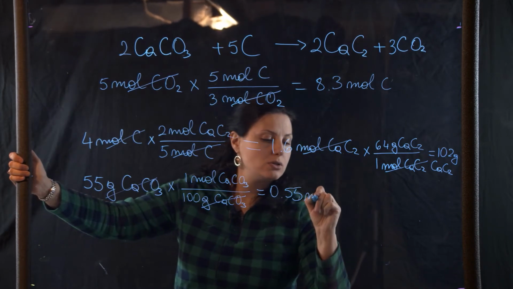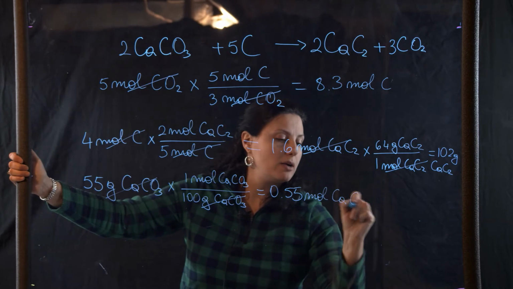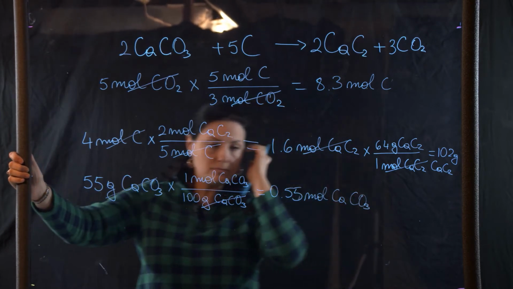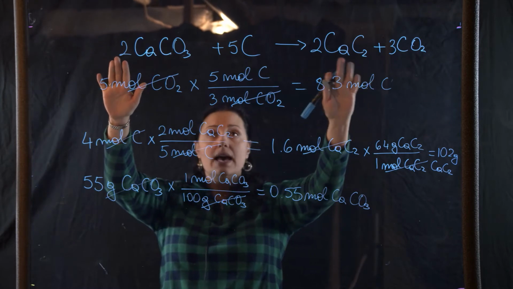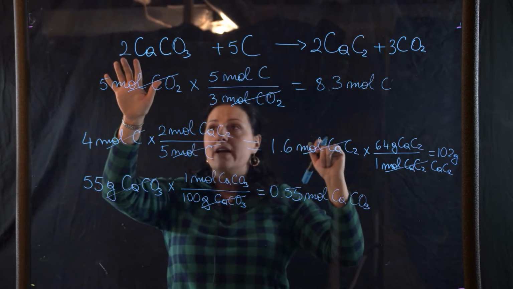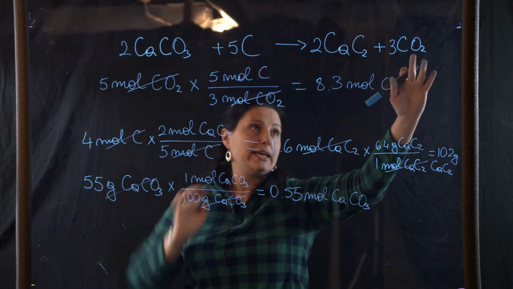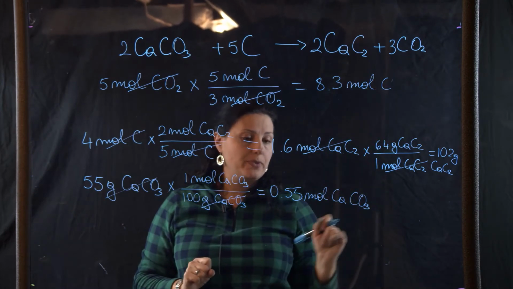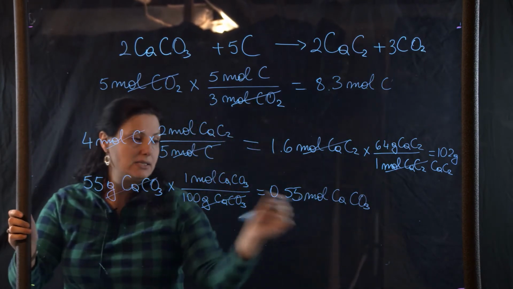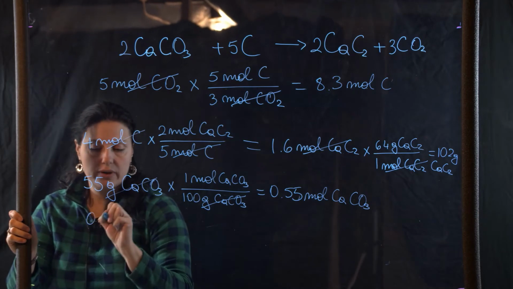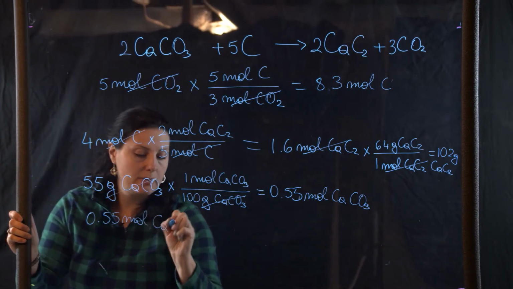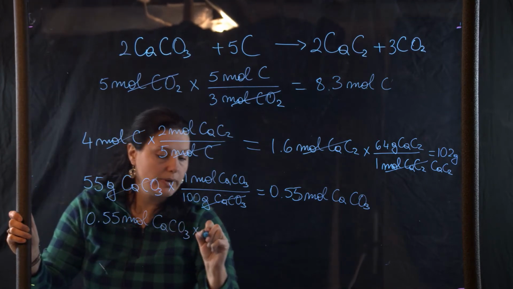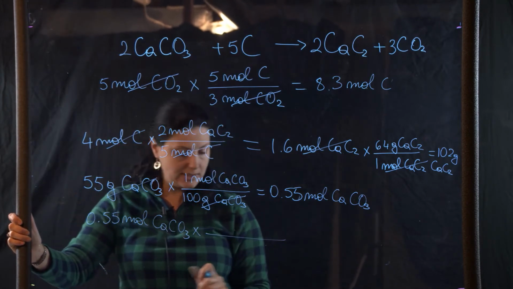5 moles of calcium carbonate. Now that I have moles of calcium carbonate, I can go up here and look at my molar ratio. For every 2 moles of calcium carbonate, I get 3 moles of CO2. So now I start with the amount I'm given, 0.55 moles of calcium carbonate. I write the molar ratio in such a way to get rid of my calcium carbonate.